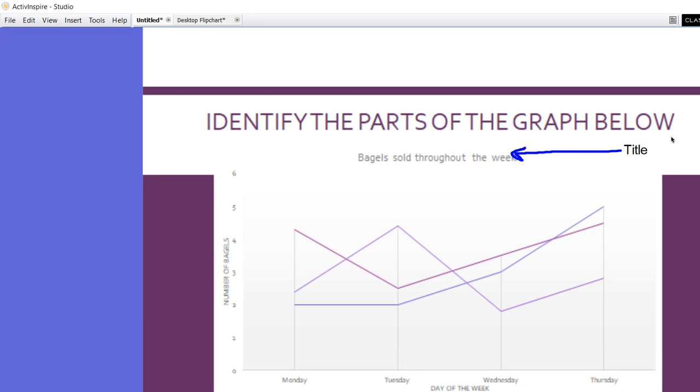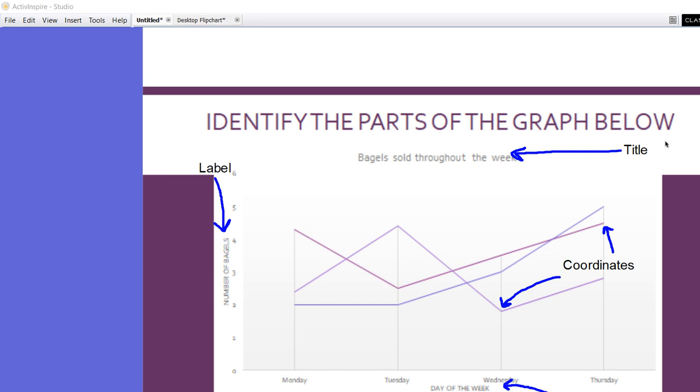The second piece of information that I want to find is the label on this graph, and we have 2 labels. We have the label that tells me the number of bagels sold, and then we have the other label which tells me the day of the week in which those bagels were sold. The next piece of information is the coordinates within this graph, and the coordinates are the individual pieces of information. So this spot right here is one coordinate, and then this spot up here is another coordinate. So each data point is a coordinate within this graph.